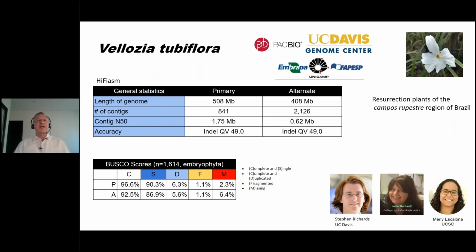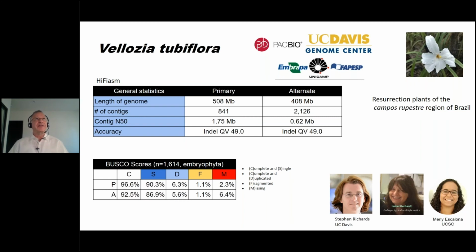Now moving to plants. You've heard about two insects and a mollusk. Now plants. This is a different collaboration also done as part of the PacBio EBP program. Again, a collaboration with the UC Davis Genome Center and our collaborators at Unicamp in Brazil, the University of Campinas, and Embrapa. Isabel Gerhardt at Embrapa and Paulo Arruda at the University of Campinas. And this is a great improvement over the existing assembly.